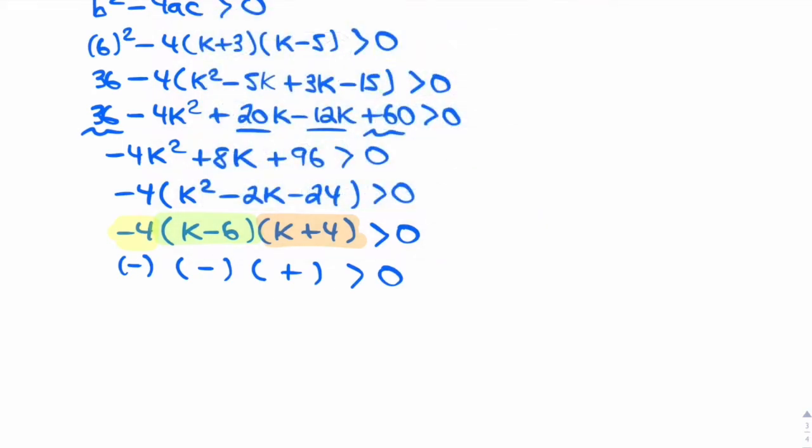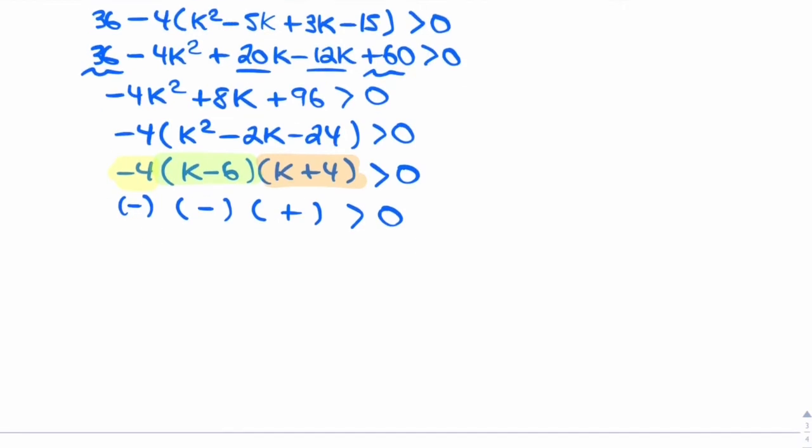That's not the only possibility, though. Let's take a look at the other one. Now, notice that negative 4 once again is still negative. But what if k minus 6 was a positive number? If that was the case, then negative times positive gives you negative. So the k plus 4 would have to be negative. This is going to lead to two possibilities, or two different cases. We have to consider them both. So I'm going to do that now.